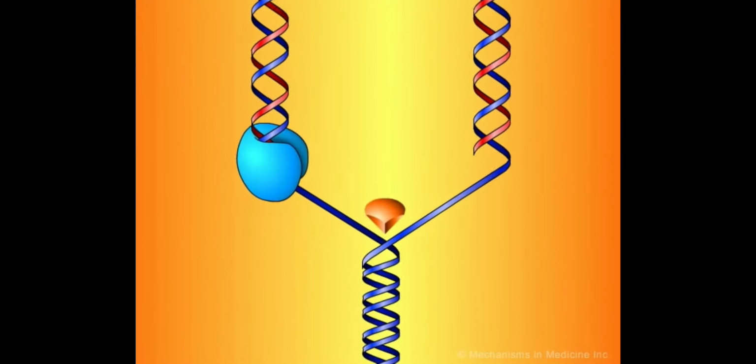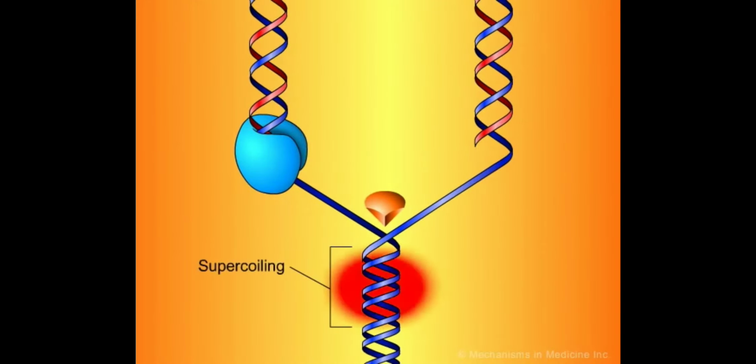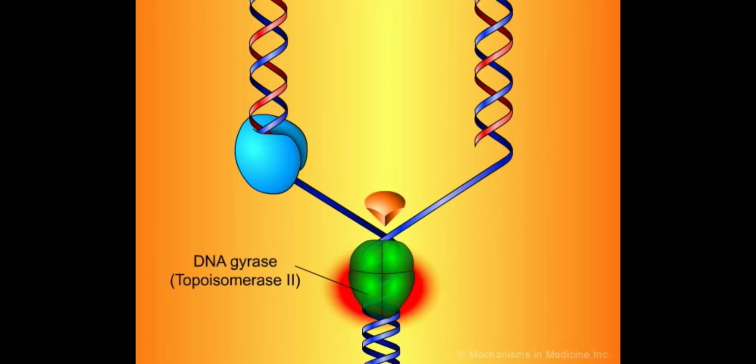As the replication forks move forward, positive superhelical twists in the DNA begin to accumulate ahead of them. In order for DNA replication to continue, these superhelical twists must be removed. The bacterial enzyme DNA gyrase, which is also known as Topoisomerase II, is responsible for removing the positive superhelical twists so that DNA replication can proceed.